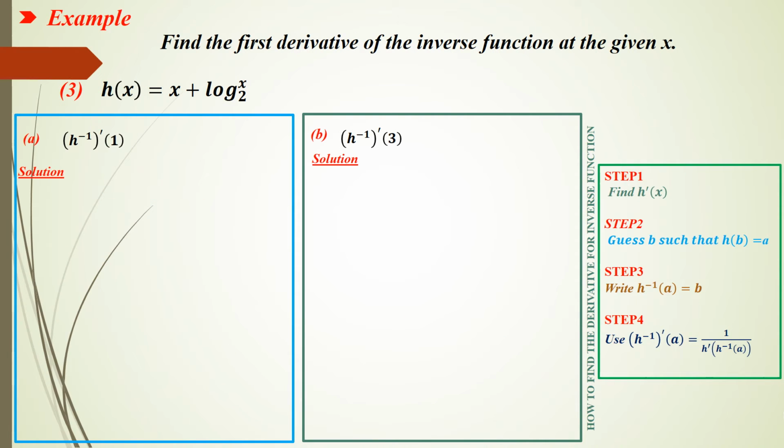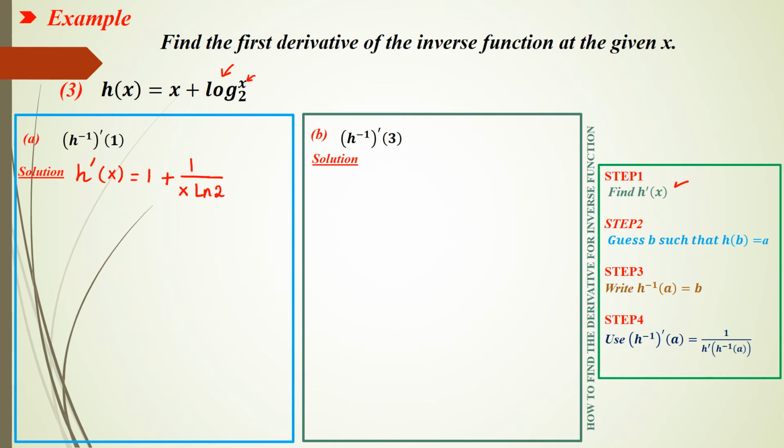In example 3, you have the function h of x equals x plus log x to the base 2, and you have to find the derivative of the inverse function at x equals 1 in part A. So firstly, you have to find the first derivative, h prime of x equals 1 plus the derivative of the logarithmic function, which is the derivative of the inside function, x, so we have 1 over x multiplied by ln of the base, ln 2.